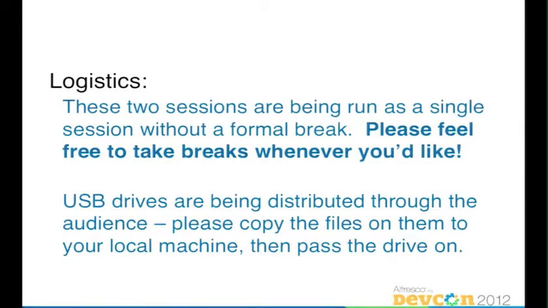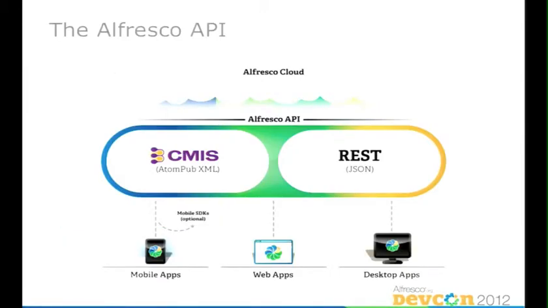So let's get started. First up, I wanted to really give an overview of what the Alfresco API is. A lot of you will probably be sitting there thinking, we already have a bunch of APIs. There's SOAP, there's CMIS, there's the Foundation Services API, there's the JavaScript API, FreeMarker, you name it, Alfresco has it. So what is this new Alfresco API?